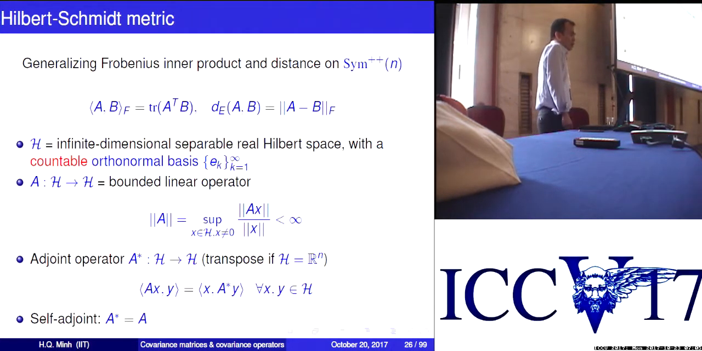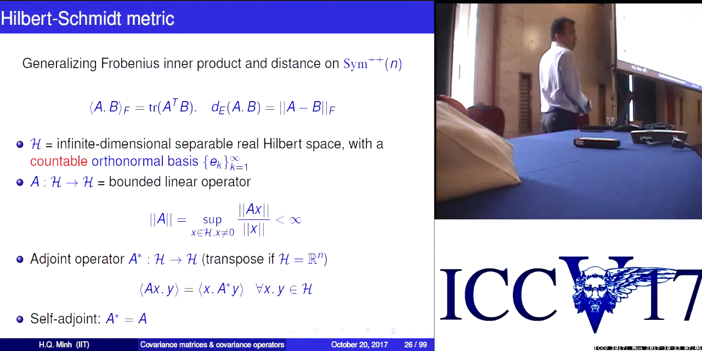So the Hilbert-Schmidt metric is a generalization of the Frobenius inner product and distance. In the finite dimensional case, we just have the inner product of A and B, the trace of A transpose B, and the distance between A and B is the Frobenius distance, the Euclidean distance. Now in the infinite dimensional setting, we assume that A and B are infinite dimensional matrices, operators mapping H to H, where H is an infinite dimensional Hilbert space with a countable orthonormal basis.